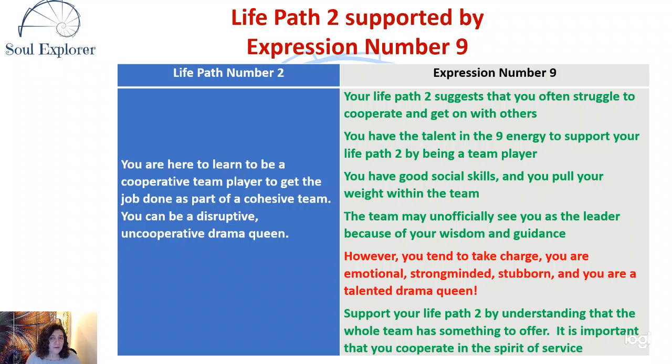You can be, and probably have been, or may be still, I'm not judging, a little bit disruptive in a team, a bit of a drama queen at times, and sometimes you may clog up the cogs rather than help the cogs turn, but that's your difficulty in this life path. So it suggests in the life path 2 that you struggle to cooperate and sometimes get on with others on quite a big level.